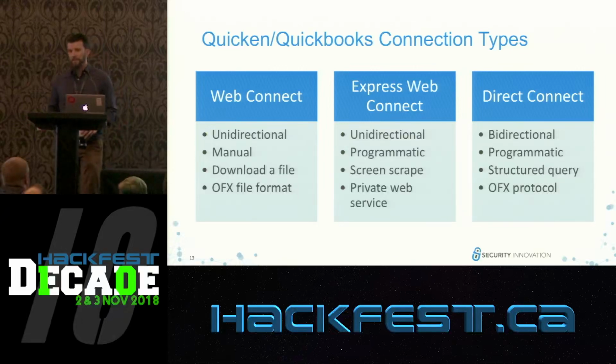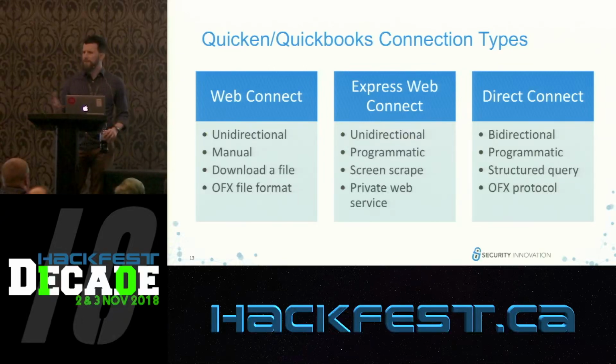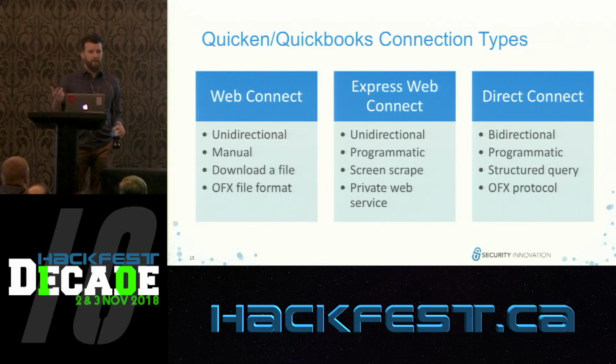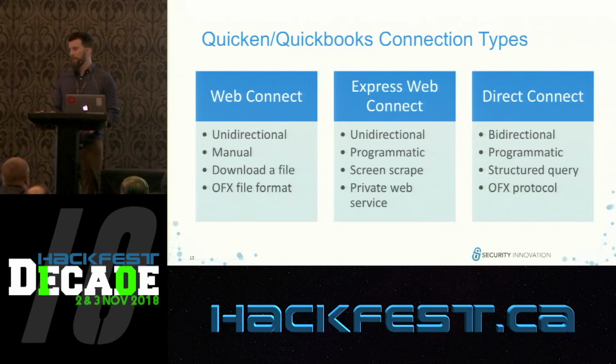There's 3 different ways to connect. These are sort of Quicken's terms. Quicken and Intuit, they're kind of the industry leader here, even though there's other products. Web Connect is a fancy way of saying, go to the website, download a file, and then manually import it into the desktop app. Express Web Connect is a bot that does that for you. And Direct Connect, or the OFX protocol, which we're going to dive into, is an actual bidirectional, programmatic, structured query sort of proto-web service that you can use to talk directly to your bank.